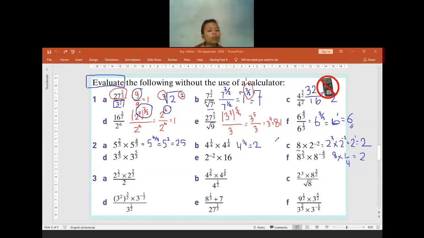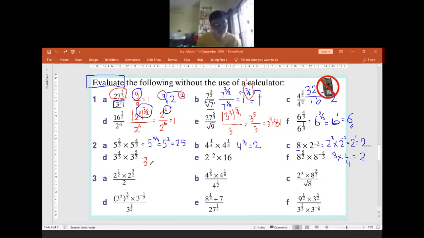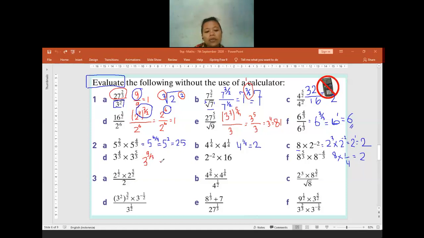Okay, I will move to question D. For question D, we have 3 to the power of 4 per 3 times 3 to the power of 5 per 3. We can simplify them, becomes 3 to the power of how many? 9 per 3, which is equal to 3. So we have 3 to the power of 3. How many is 3 to the power of 3? 27. Okay. Good job. Let us move to question E.